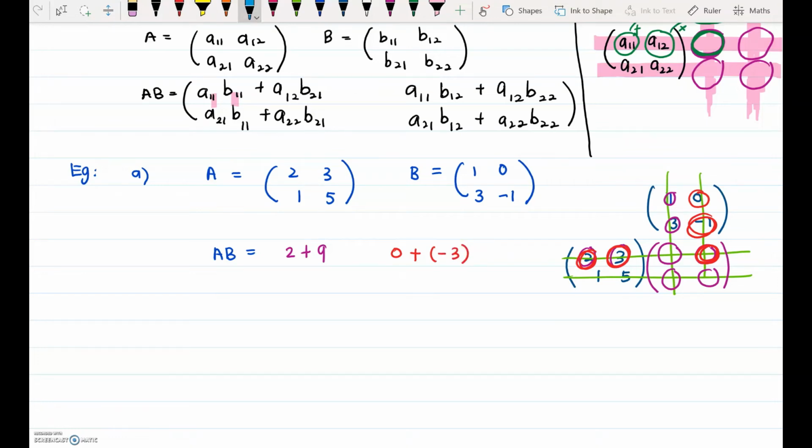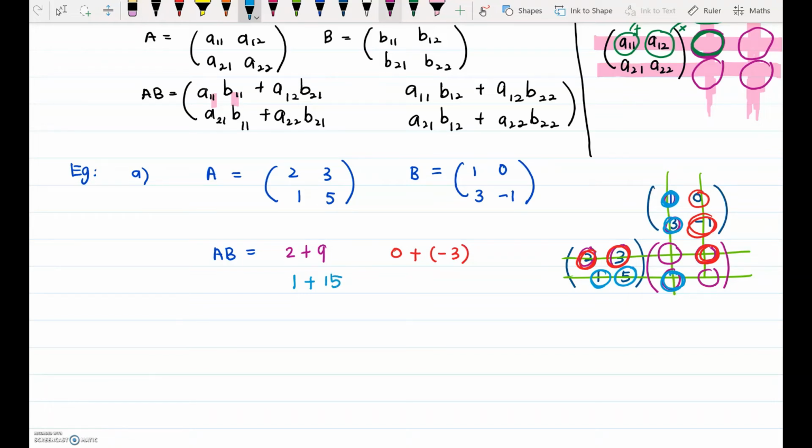Okay, let's continue next. For the third entry here, the blue one, the cross is between 1, 5 and 1, 3, right? So it will be 1 times 1 here, plus 5 times 3 here. Okay, so 5 times 3 is 15.